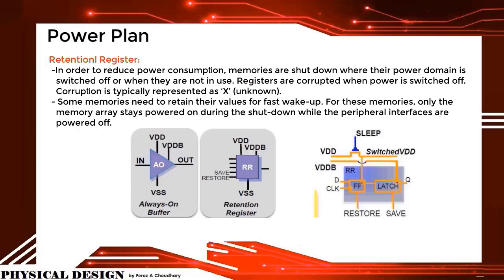Retention registers. In order to reduce power consumption, memories are shut down, where their power domain is switched off, when they are not in use. Registers are corrupted when power is switched off. Some memories need to retain their values for fast wake up. For these memories, only the memory array stays powered on during the shutdown while the peripheral interfaces are powered off. Below you can see how a retention register looks. Retention means it retains the previous active value after being shut down.